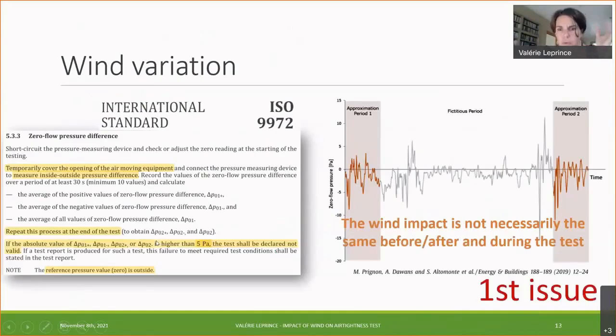The first reason, quite obvious, is the wind variations. You have no guarantee that the wind impact is necessarily the same before, after, and during the measurements. So you can have a big difference between the 2 periods where you make the zero flow pressure measurement, and when you make the actual measurement.